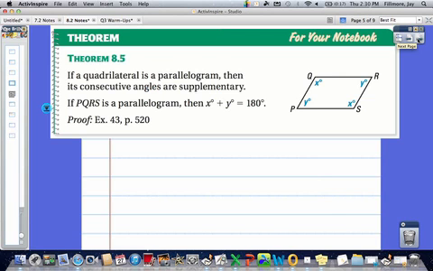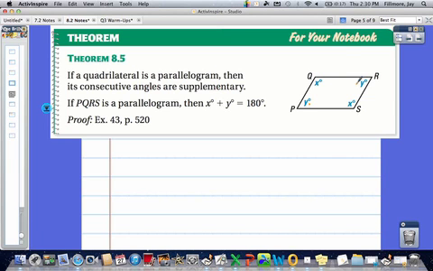Another property, as demonstrated in this theorem, is that in a parallelogram, the consecutive angles, or the angles that are next to each other, are supplementary. So angles x and y, the ones that are next to each other here, are supplementary. So opposites are y's and x's because they're congruent.